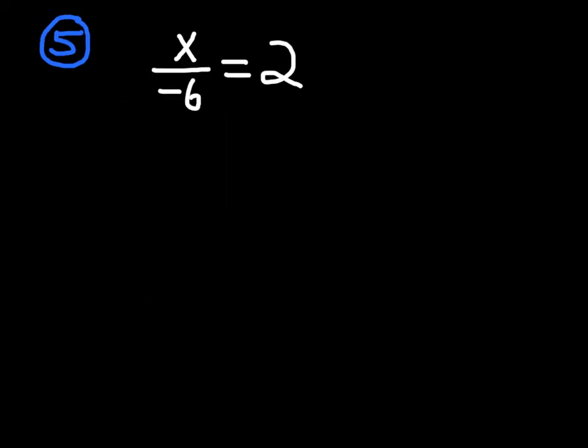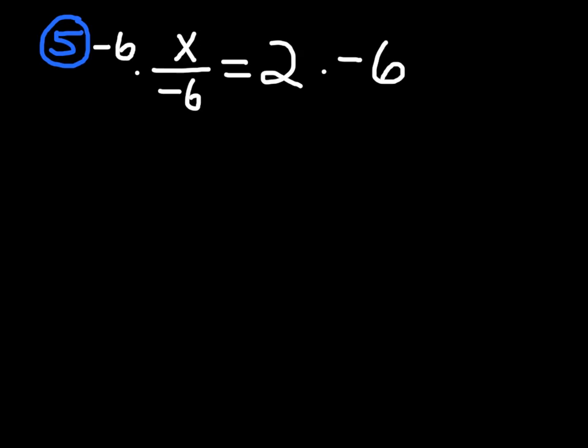Alright guys, this last one is x over negative 6 equals 2. And we know the inverse operation of division is multiplication, so we're going to have to multiply here to get rid of this division. And we are going to multiply by negative 6. And we have to do it on both sides. We always do things on both sides. And notice here we have something multiplied by negative 6 and divided by negative 6. So those will cancel.